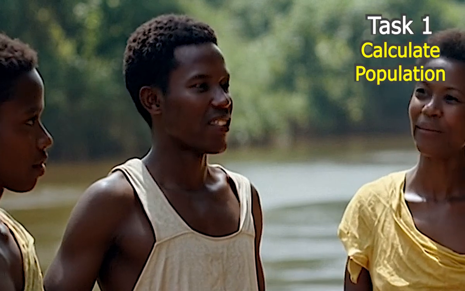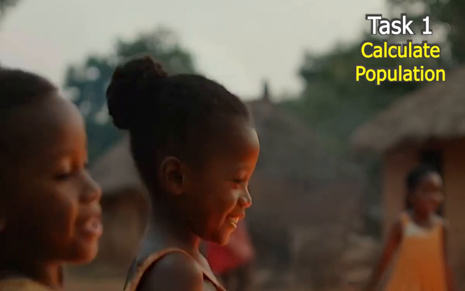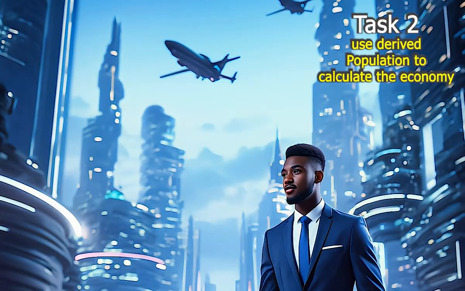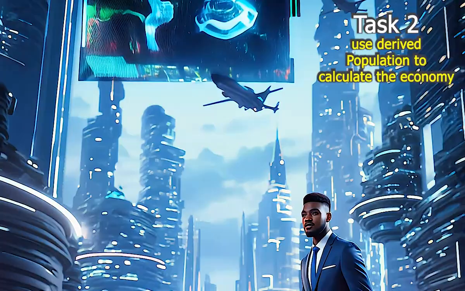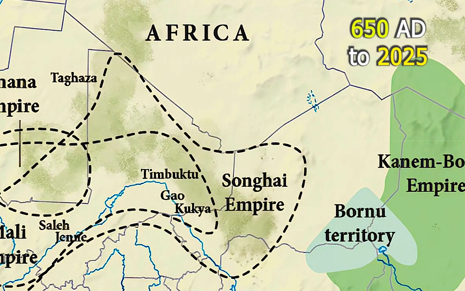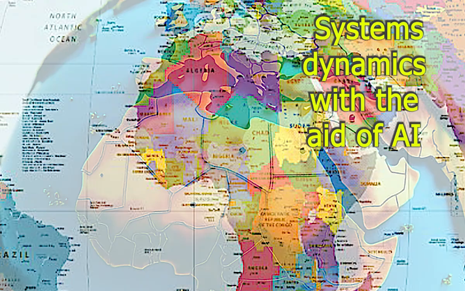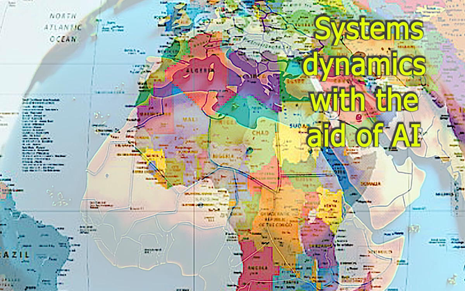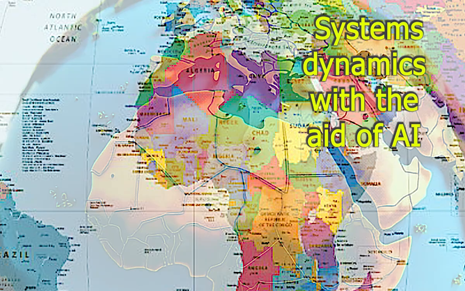By making a few key assumptions, we explore several scenarios to show the scale of what was lost and what might have been possible. We want to find out the population of Africa today without slavery using 3 scenarios across a timeline from the 7th century, year 650 AD, to 2025. We derived our scenarios using systems dynamics with the aid of AI.